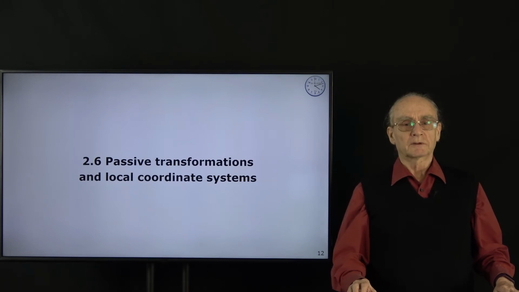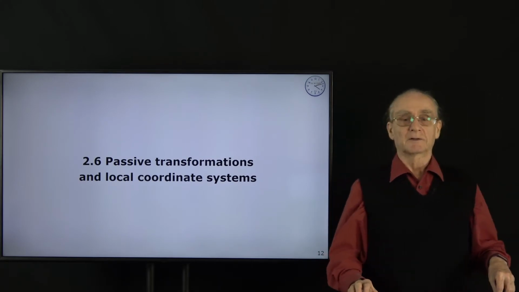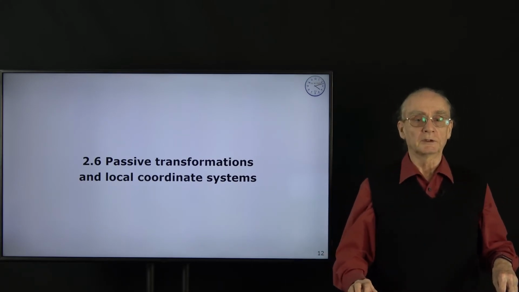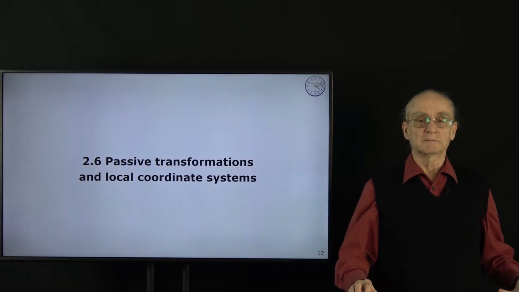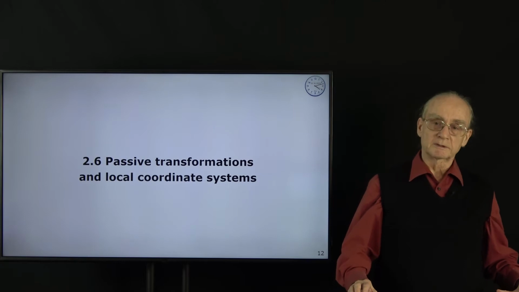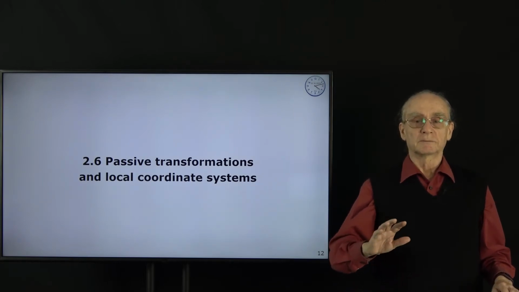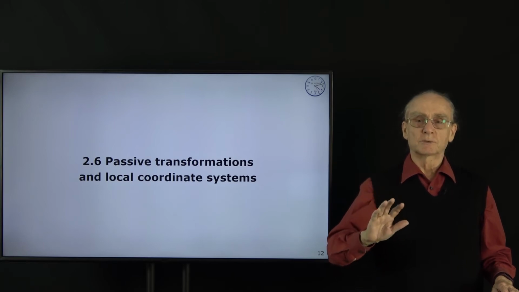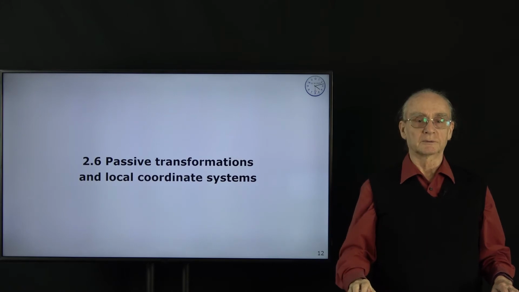Now we start a new section which discusses transformations which are passive. That means not the object is moving, but the object is passive, staying at its place, and the coordinates are moving. And the description of these transformations doesn't happen in the original system, or in the world system, or in the global system, how you call it, but in a local coordinate system, a coordinate system which moves with the object during the sequence of transformations.